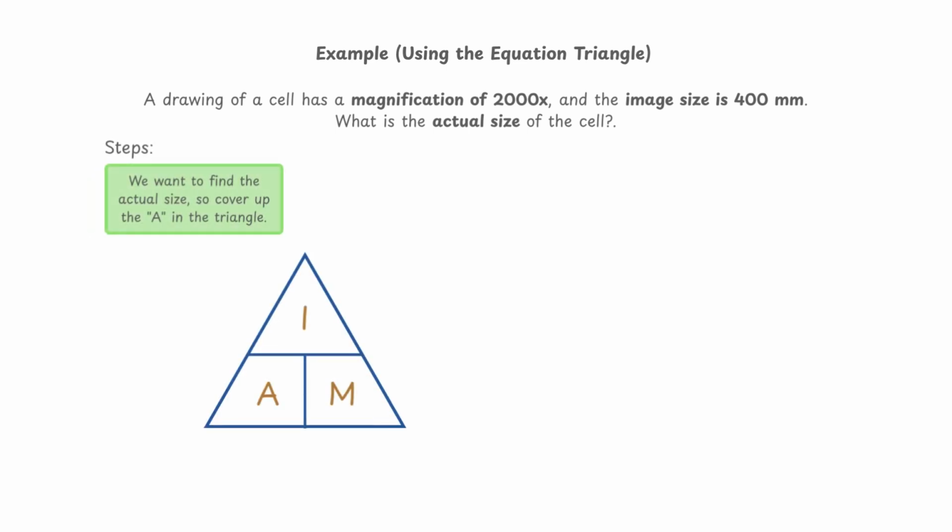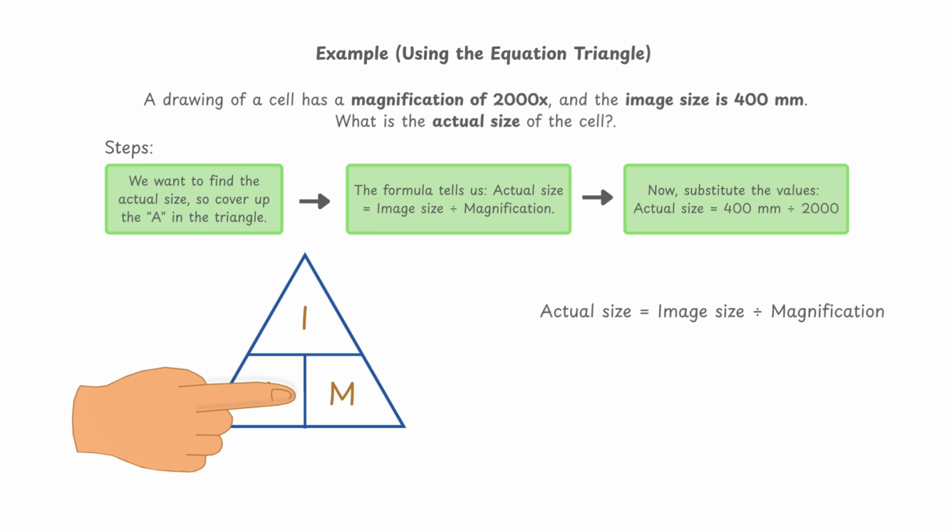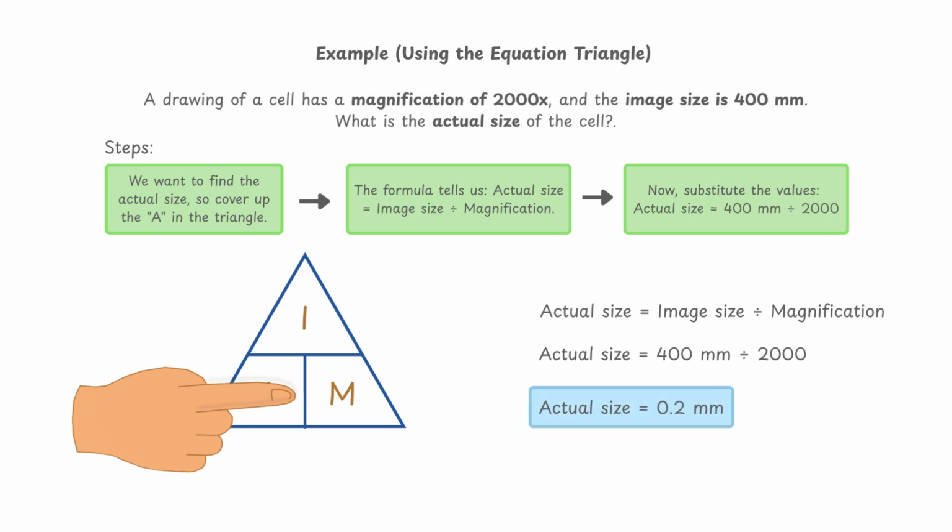First, we want to find the actual size of the cell, so we need to cover up the A in the equation triangle. The formula tells us actual size equals image size divided by magnification. Now let's substitute the given values into the formula. So we have actual size equals 400 millimeters divided by 2,000. So our final answer will be 0.2 millimeters.